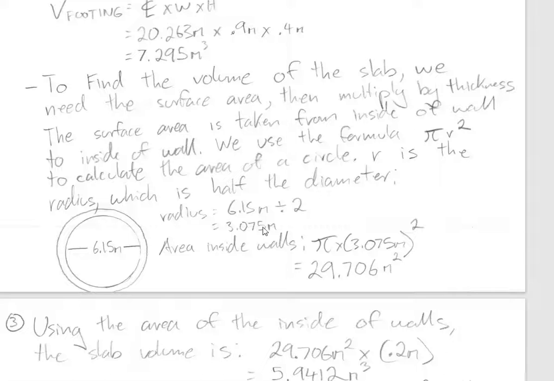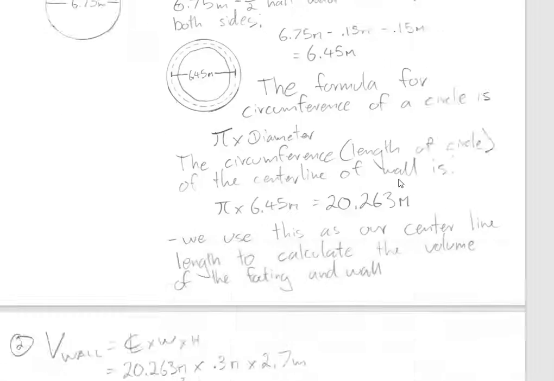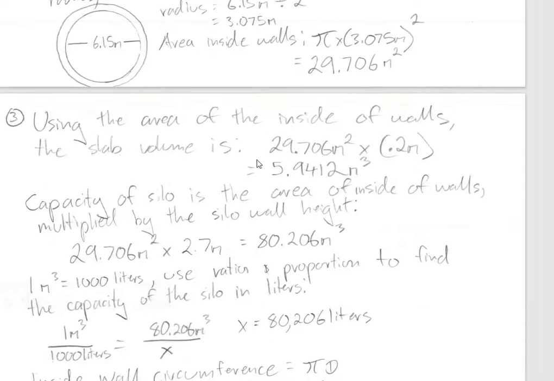Okay. Now that we have the area, and I think that's being asked of us here, the next question is the volume of the slab, and we just take that area and multiply it by the slab thickness or floor thickness, and that's what I've done here. Using the area of the inside of the walls, the slab volume is that area we found times the thickness. There's your volume of concrete for the slab.